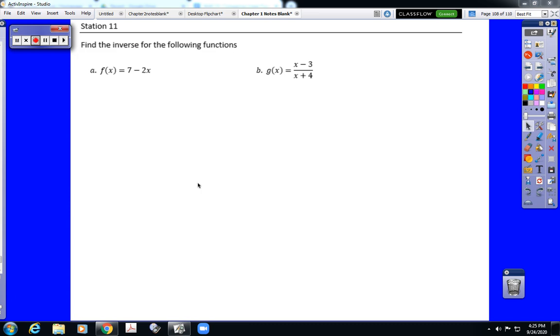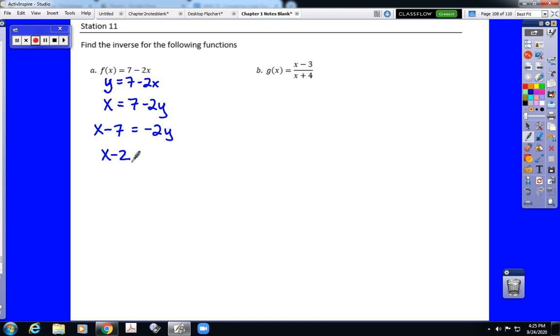Okay, station 11 is a catch-all of the last thing that we did, which was inverse functions. So what we're doing here is we're starting off and we're taking these functions, changing f of x to y. So we have y equals 7 minus 2x. We're then switching the x and the y and solving for y. So that would involve subtracting 7 from each side and then dividing by -2.